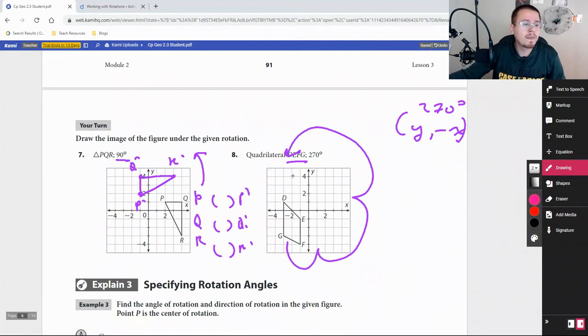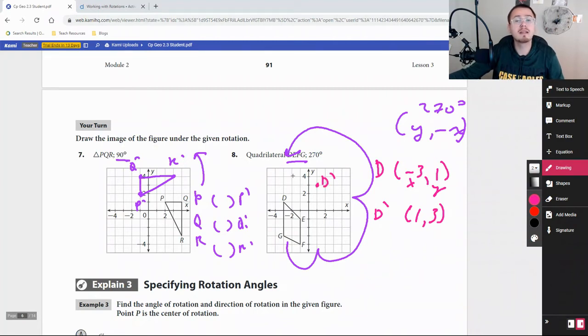So, if I found out that D was actually negative 3, comma 1, and this is my X and this is my Y, D prime would have to be 1, 3. D prime. That's all you gotta do. So I would write out my current vertices and then apply the transformation rule and you'll be good to go.